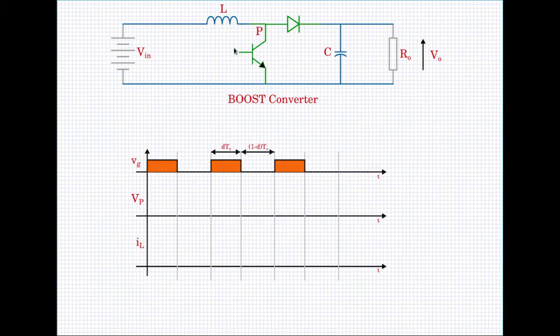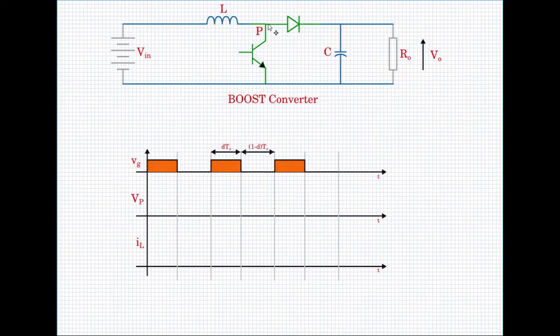So the base drive or the gate drive for this power semiconductor switch, which is given here to turn it on and off, is shown here as G, like before in the buck converter. So when this signal is high, the transistor is on. When it is low, the transistor is off. That is the convention we use here. During the time when the transistor, the BJT, is on, it is the period DTs, and during the time when the transistor is off, it is the period (1 minus D)Ts.